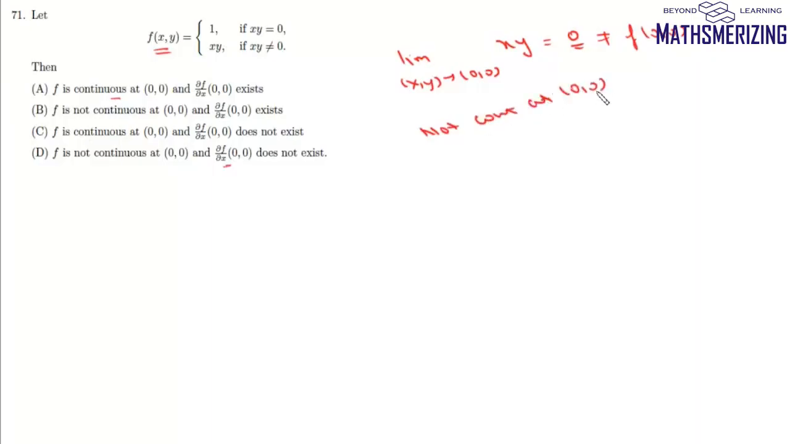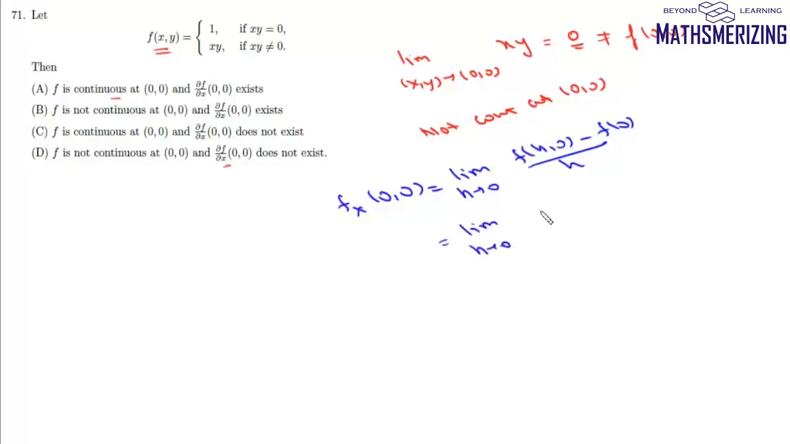at (0, 0). Now we'll find fx at (0, 0), which will be this limit as h tends to 0 of f(h, 0) minus f(0, 0) upon h. So it will be simply this limit as h tends to 0, f(h, 0) will be 0, minus f(0, 0) is 1, upon h, and this value tends to minus infinity. So that means this function is not continuous and the partial derivative does not exist. That's your option number D.